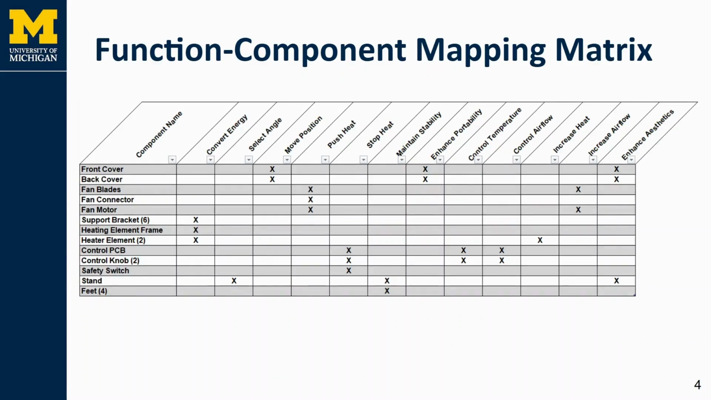In the function component mapping matrix, all of our components are assigned to at least one function from the FAST diagram. Components such as heating elements and the fan blades are assigned to functions related to the production and distribution of heat and air. Other components such as the control PCB and the knobs are assigned to functions related to the control of the heat and air.